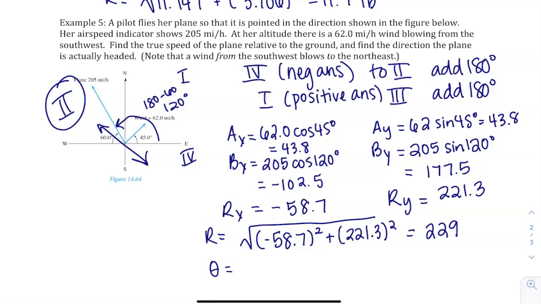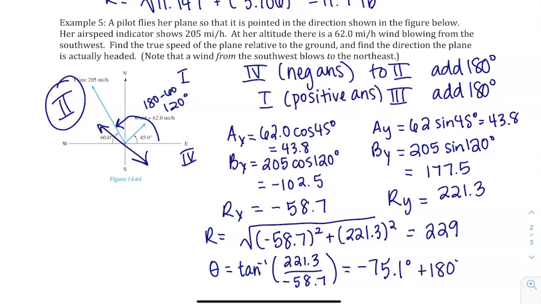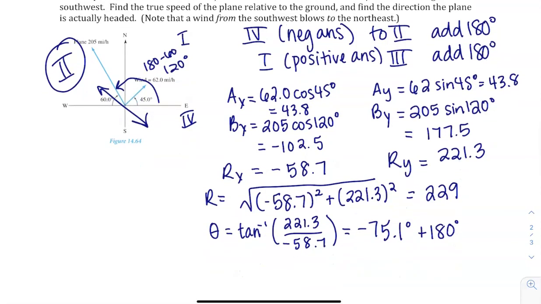Our angle here is going to equal the inverse tangent of the y, 221.3, divided by our x, 58.7. And our angle here that we get is negative 75.1 degrees. That is an answer in quadrant 4, and we don't want that. So what we need to do is add 180 degrees. That's going to put that same angle in quadrant 2. So really, the angle that we want is 104.9 degrees.